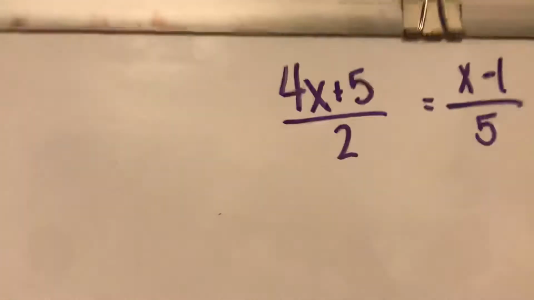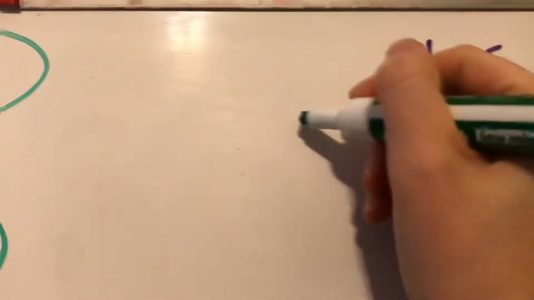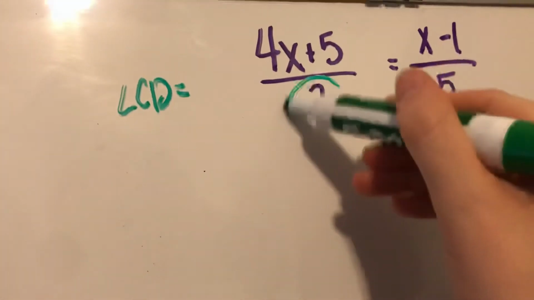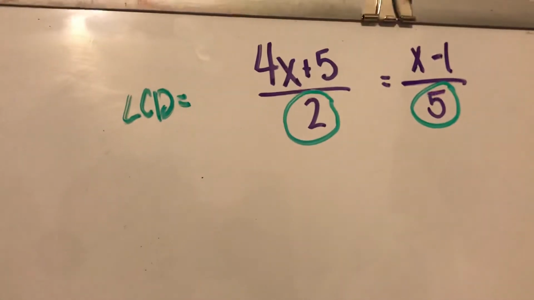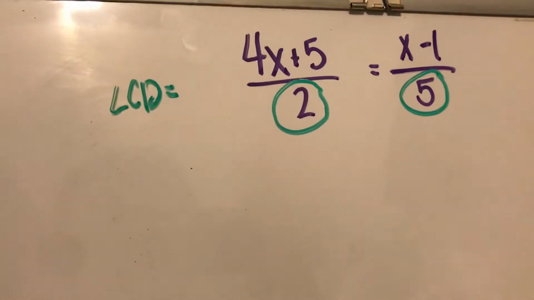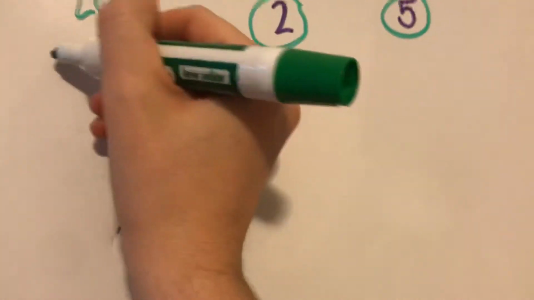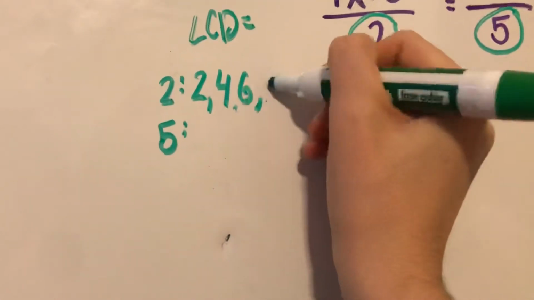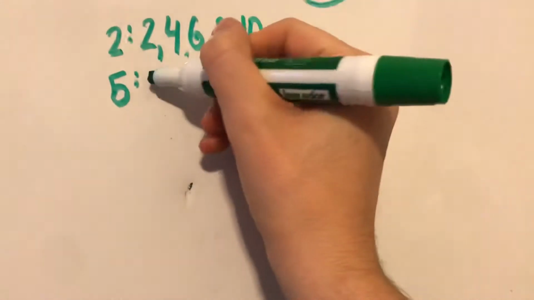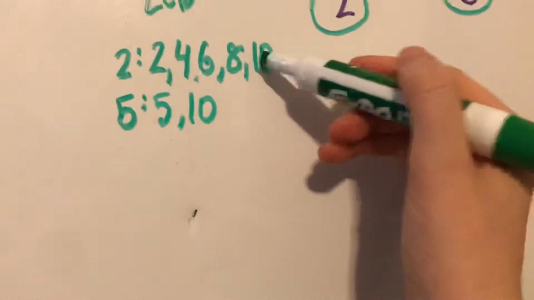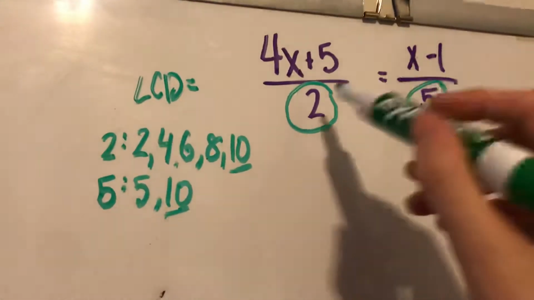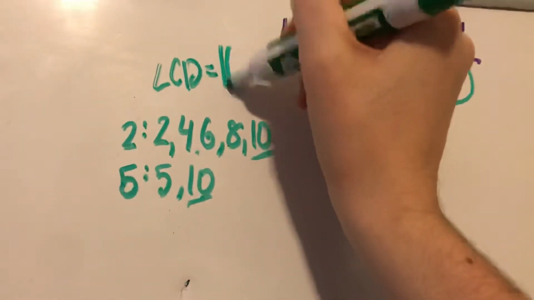Remember when I'm looking for the LCD, I'm looking at all of my rational expressions, all of their denominators, and I'm thinking, okay, what is the smallest number that they have in common? And remember, if you're not sure, you can take those values that are in the denominator and start listing the multiples of them. So like 2, 4, 6, 8, 10, 5, 10. Okay, bingo, that's the smallest number here that I see in common, which means that my least common denominator for this case is going to be 10.